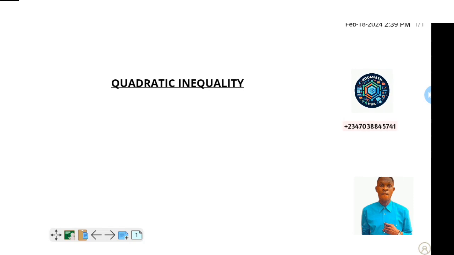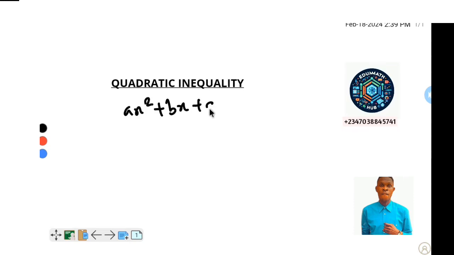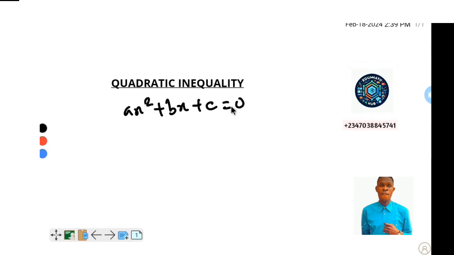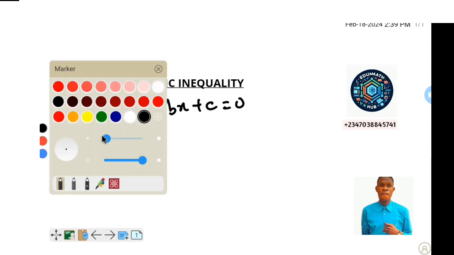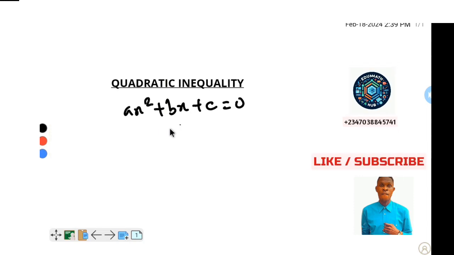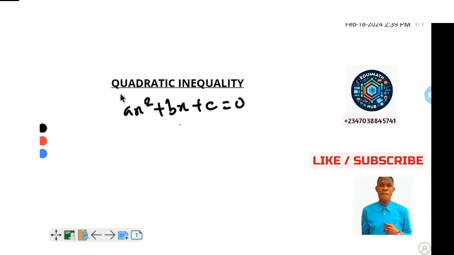So let's quickly look at quadratic inequalities. Okay, quadratic inequalities. Inequalities can also be in quadratic form, and a quadratic equation has this form. Okay, it looks like this: ax squared plus bx plus c equals to 0. This is the general form of a quadratic equation, but you don't need to worry yourself much. Now let me give you an example.